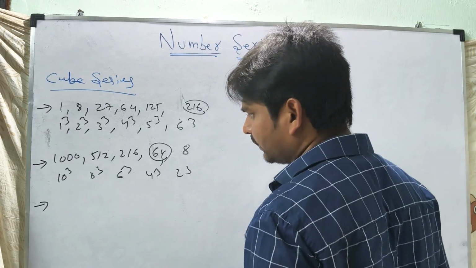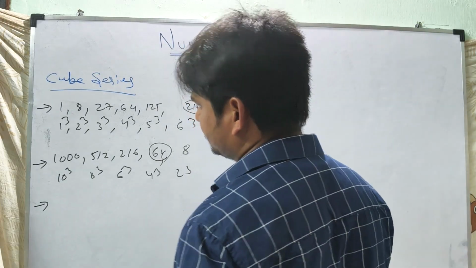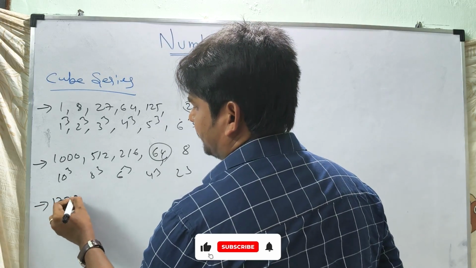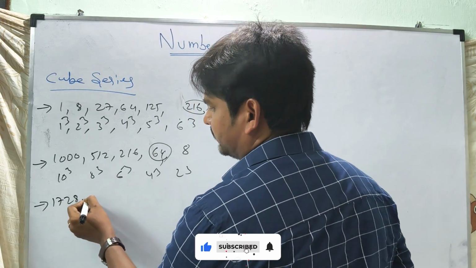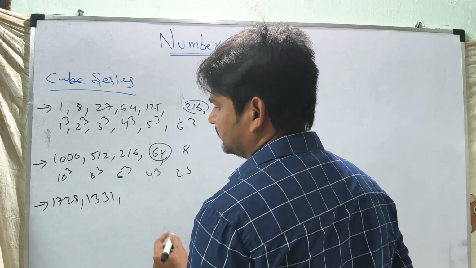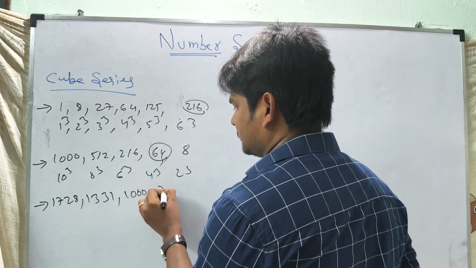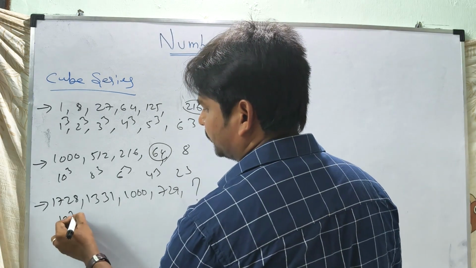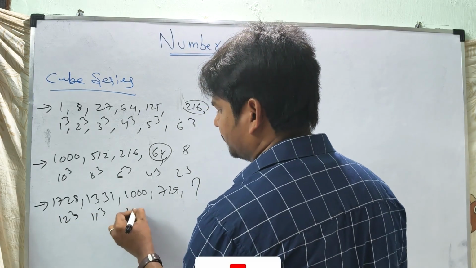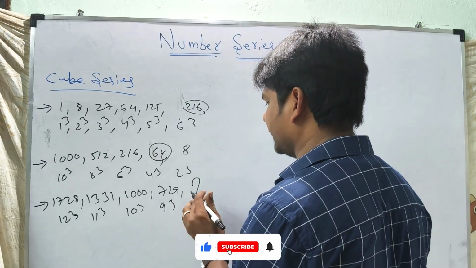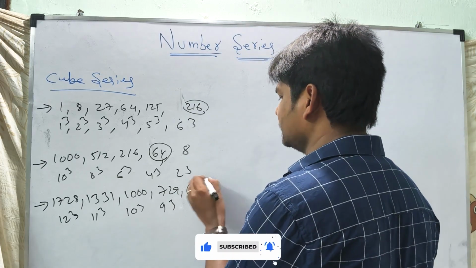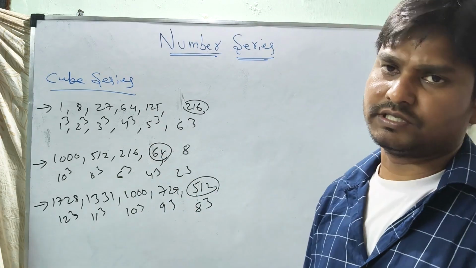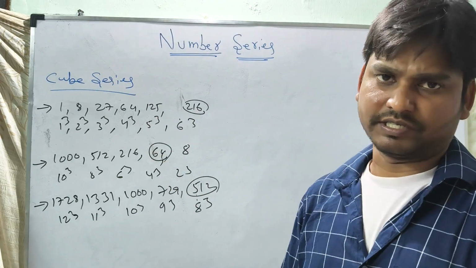Next, one more example shall I give? Here, you can take like this: 1728, now 1331, next 1000, 729. What would be the next? Here, this is 12 cube, this is 11 cube, 10 cube, 9 cube, next would be 8 cube, that is 512. So like this, in different ways they may give questions from this cube series model.